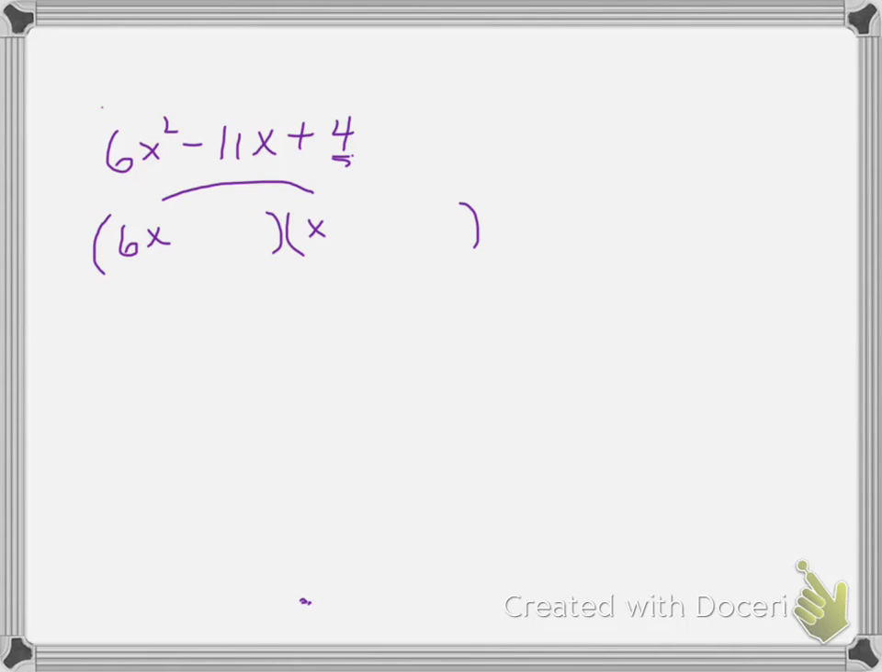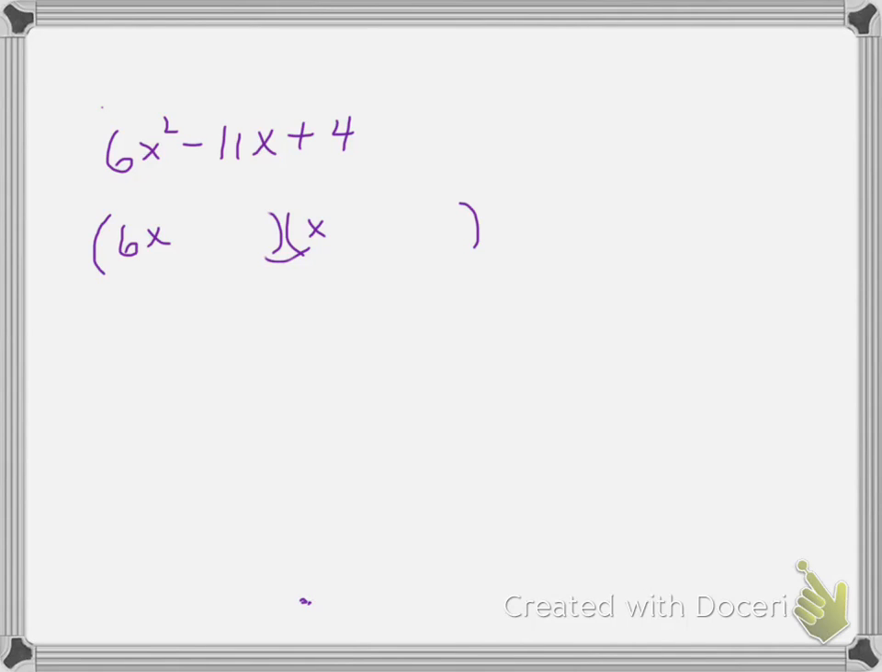I also want my last two numbers to multiply to be 4. I could try maybe 1 and 4. If I multiply that out, I get 6x squared plus 24x, and then I have another 1x, and that's not going to give me that minus 11 in the middle, so I know something's not quite right there. So maybe I try something else.